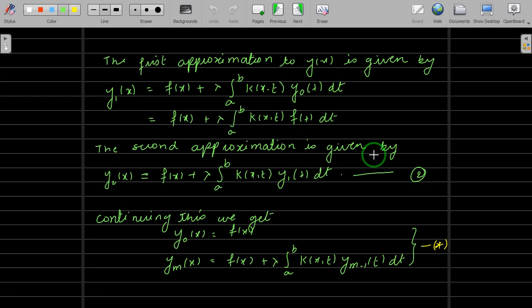So understand what we have done here. We have taken the zeroth approximation to be y0 of x, that is f(x). Then you have defined your first approximation y1, which will depend on y0. Then you define your second approximation y2, that will depend on your y1. Continuing like that, we will get the mth approximation, and that will depend on m-1. m-1 will depend on m-2. So your mth approximation definitely will depend on your zeroth approximation, right? I have marked equation 2, yes.